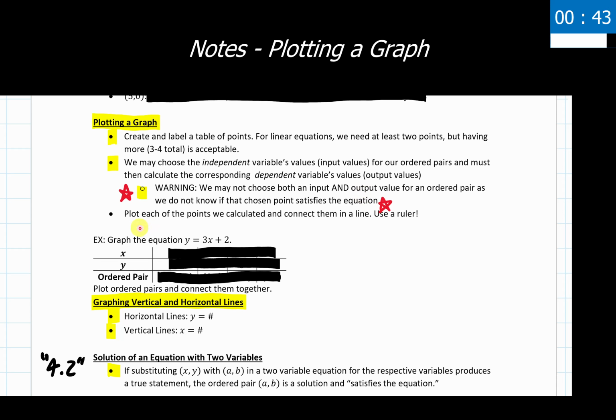Once we've done that, we can then plot each of these points on the set of axes that we've been given, and we connect them together with a line. I'd recommend using a ruler, or in a pinch, use a credit card or the edge of a book, to help make a straight line to connect everything together. The program that I'm using here doesn't always allow me to do that particularly well, so you'll see me do that freehand a little bit, but you're welcome to use a ruler to connect those points together. So we're going to take a look at the example y equals 3x plus 2, and we're going to go through this process and graph this thing.